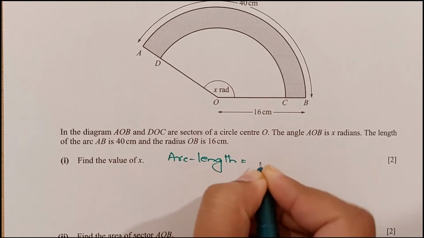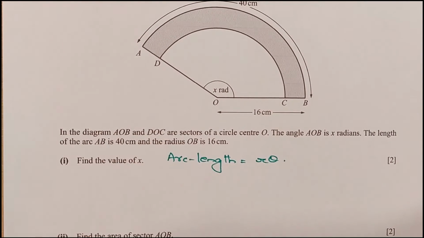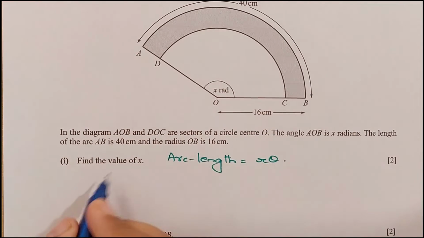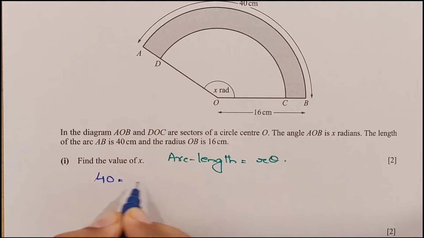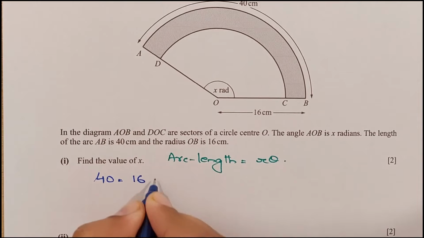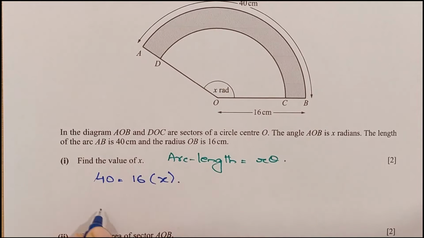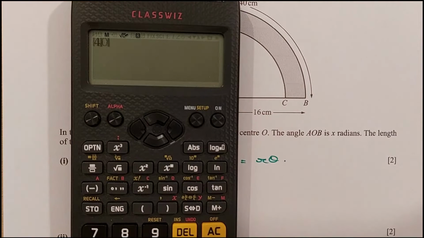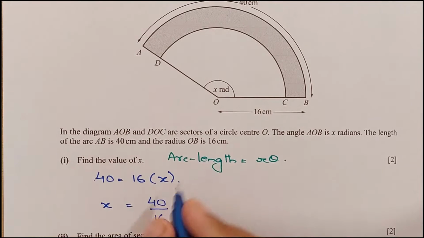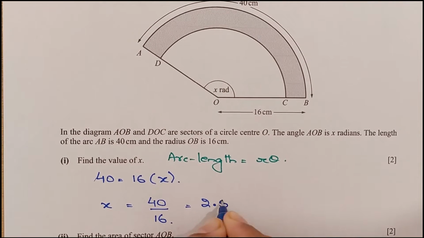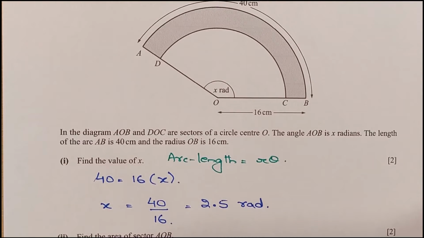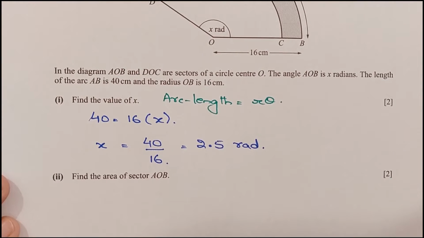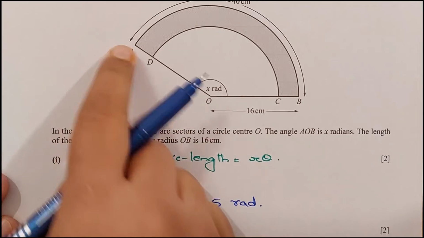So we have to use the formula for arc length, this is in radians. The formula for arc length is radius times theta. So the arc length is 40. This equals radius, 16, and theta is x radians, right? To solve for x, we do 40 divided by 16. This equals 2.5 radians, right?